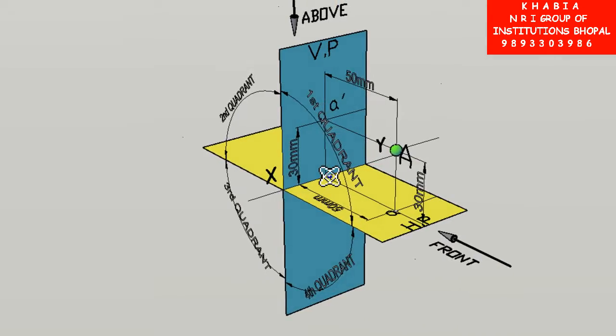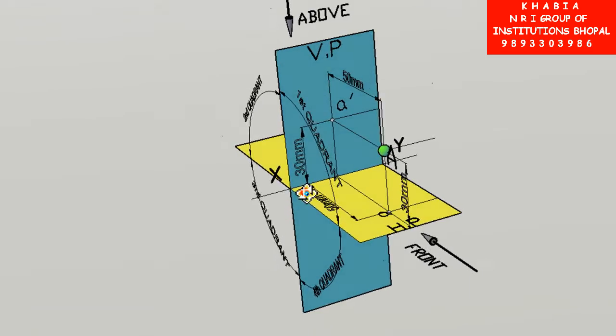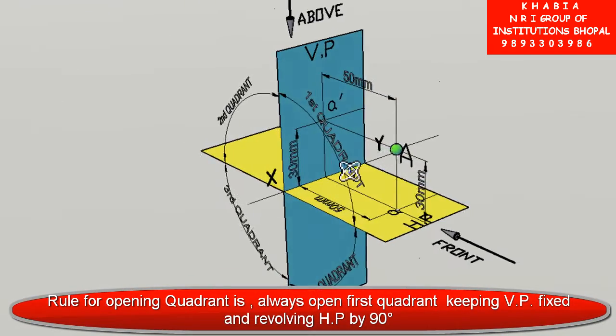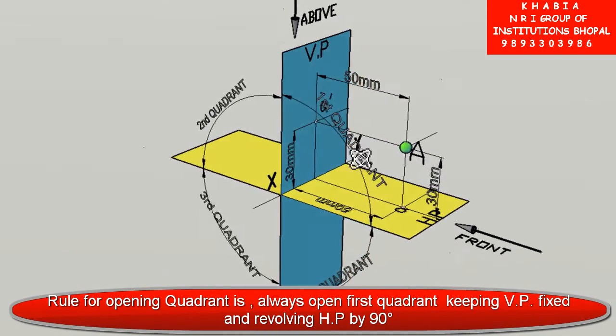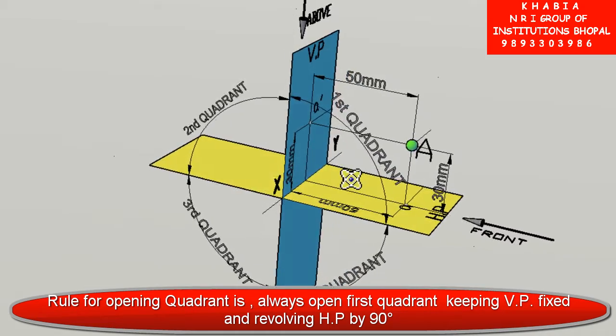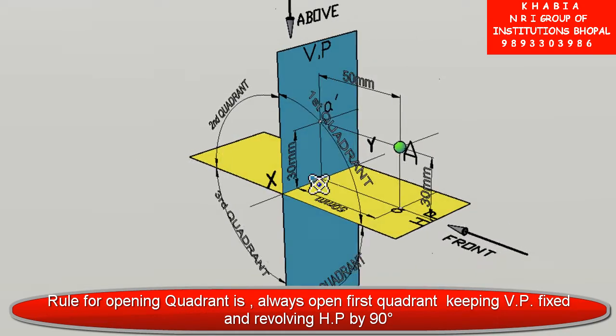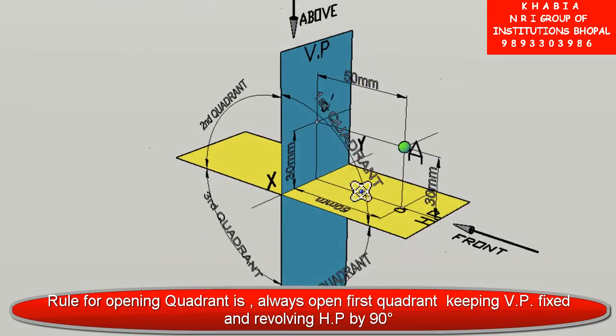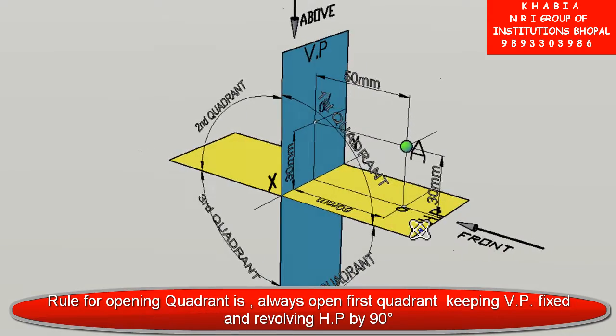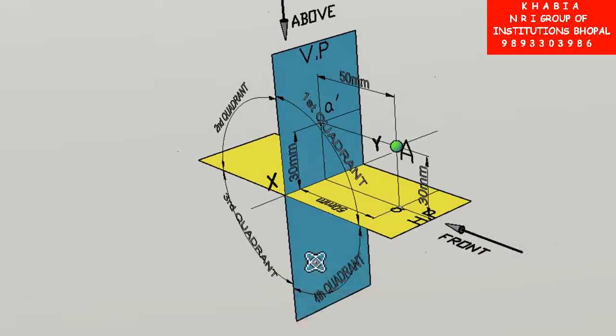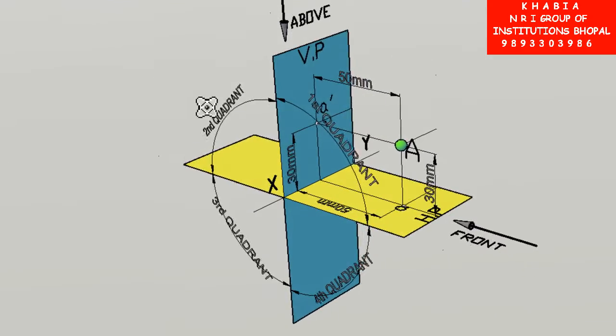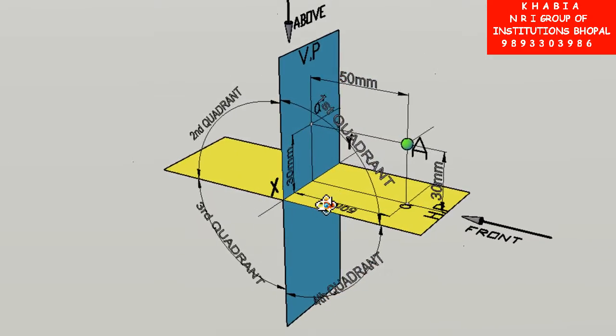To draw on paper, we open the quadrant. The rule for opening the quadrant is always open the first quadrant. We keep VP fixed and revolve HP by 90 degree so that portion of HP in front of VP comes down and portion of HP behind VP goes up.